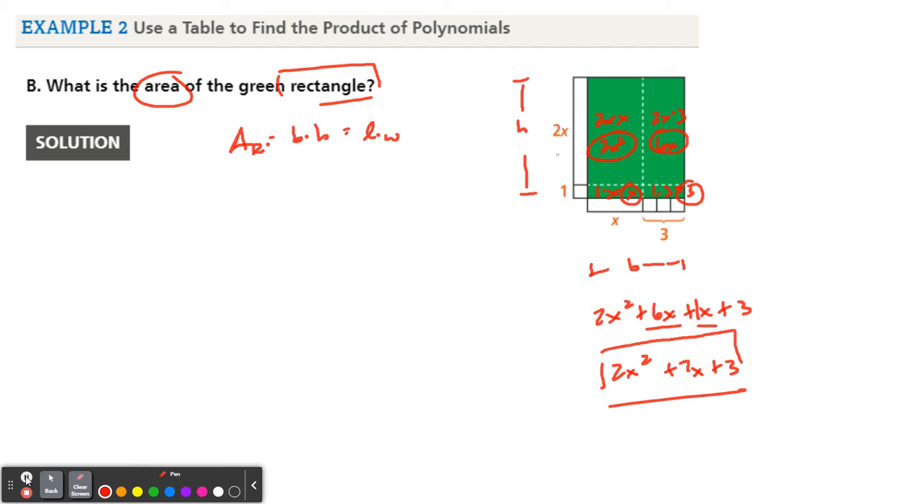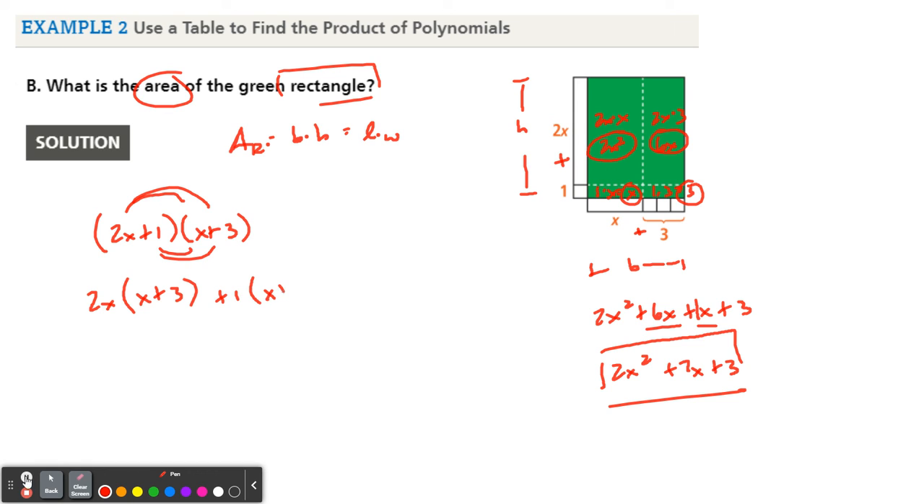Now again, if you want to do it horizontally, you can make this 2x plus 1. And you make this x plus 3. And you can do it using the distribution method. This 2x goes to the x and the 3. Now again, for this time, I'm going to write it like this: 2x times x plus 3. In the future, I will not put this step. I'll skip it. And then the 1 times x plus 3.